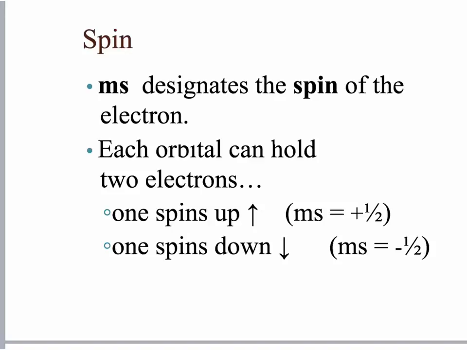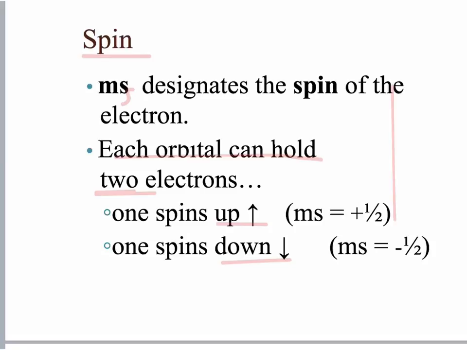The last quantum number is the spin. And the spin, again, this should say m sub s. The spin is the spin of the electron. We can think of electrons as either spinning up or down. So one electron spins up, the other electron spins down. Because remember, each orbital can hold 2 electrons.